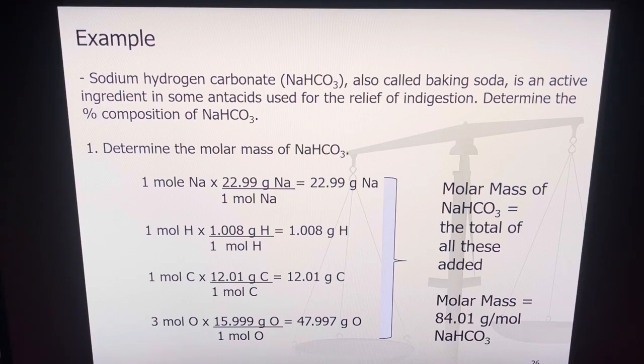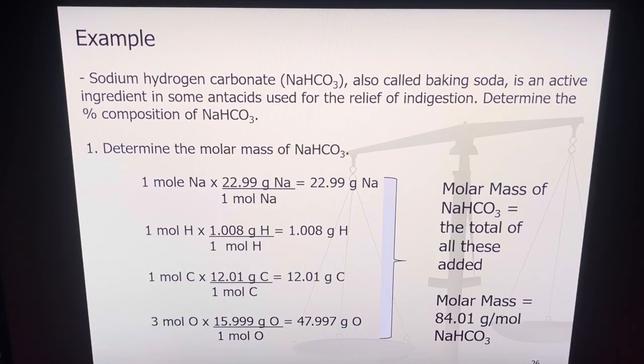So what they want you to do in this question is to determine the percent composition of sodium hydrogen carbonate. In other words, what percent of that molecule is sodium, what percent is hydrogen, what percent is carbon, and what percent is oxygen, for a total of 100%.